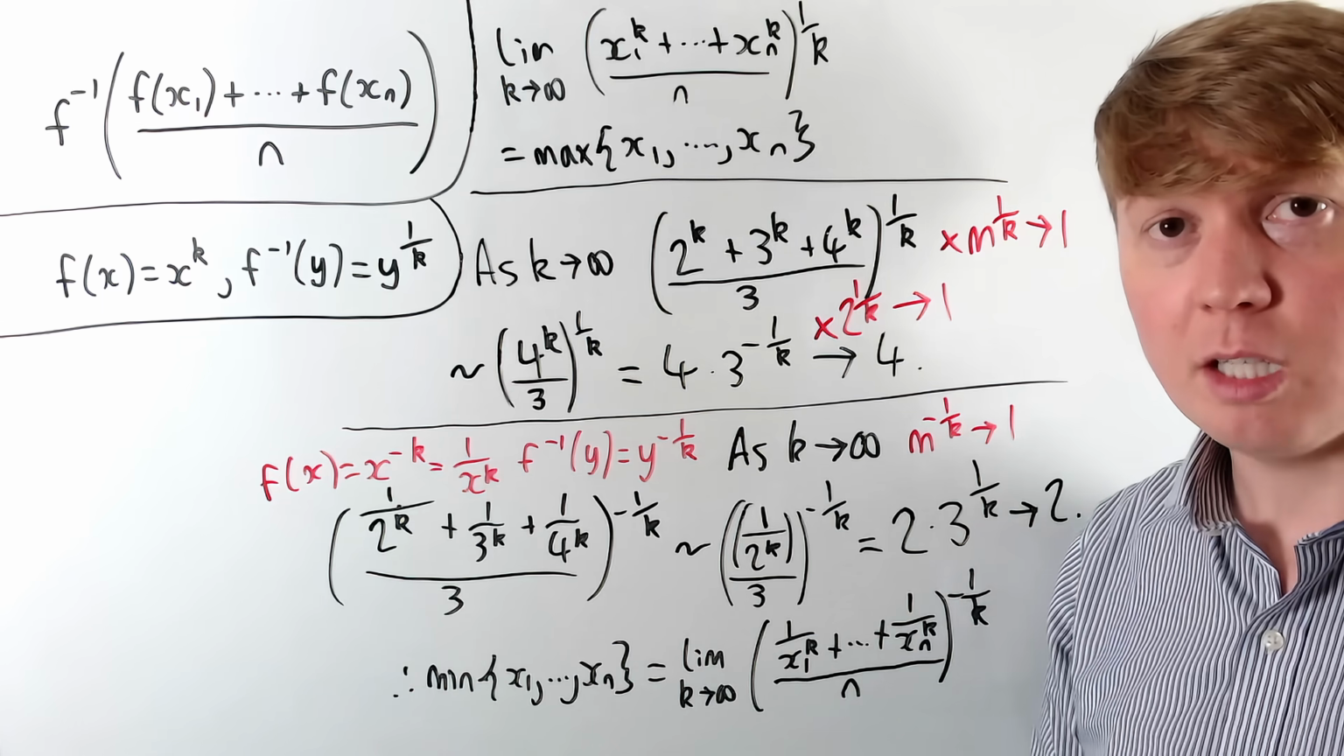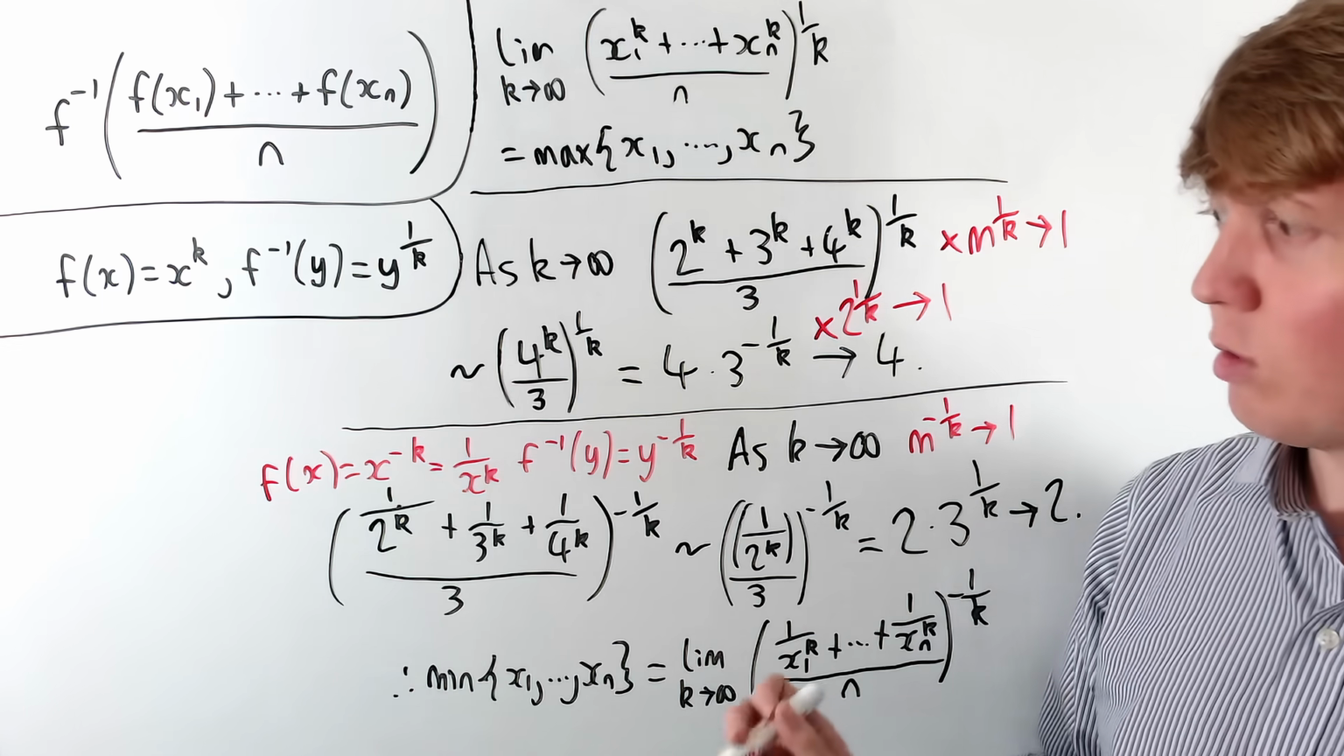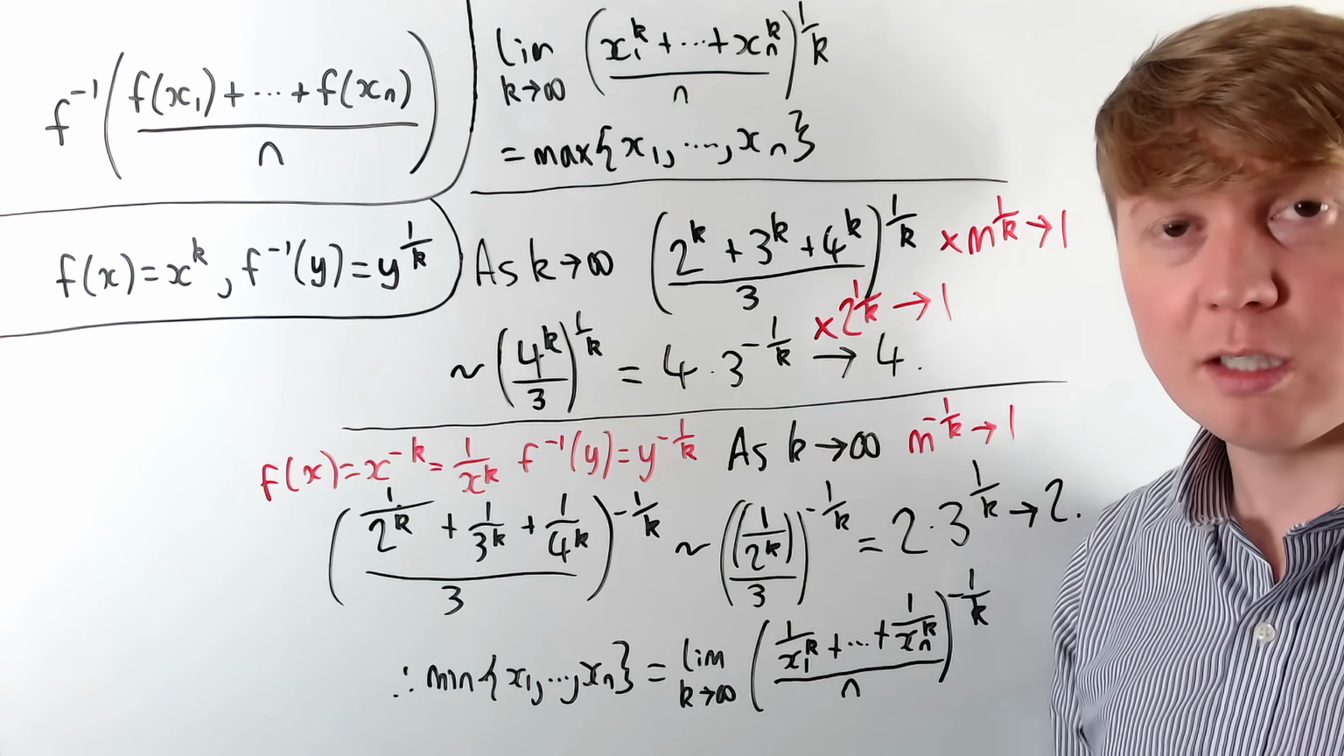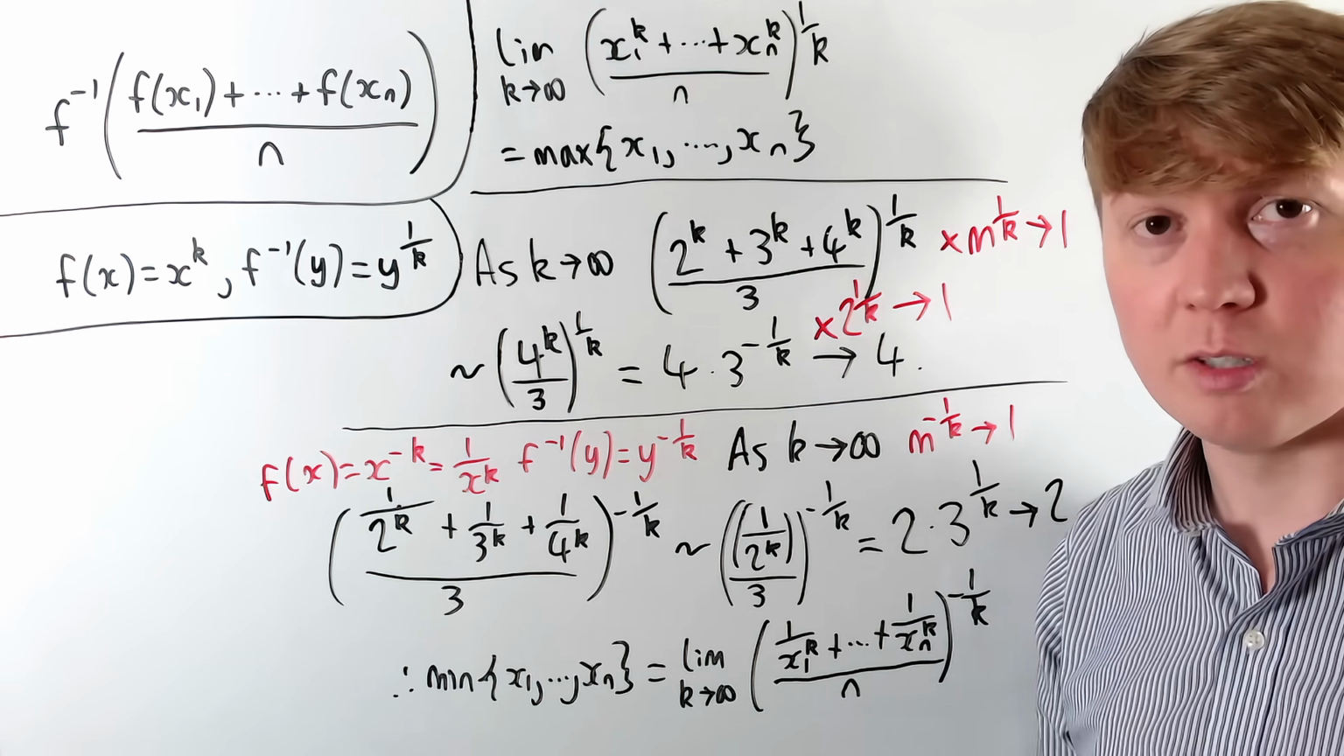So a final thing to think about then might be what happens if we take limits not as k goes to infinity or negative infinity, but actually as k goes to 0, as something to think about then.